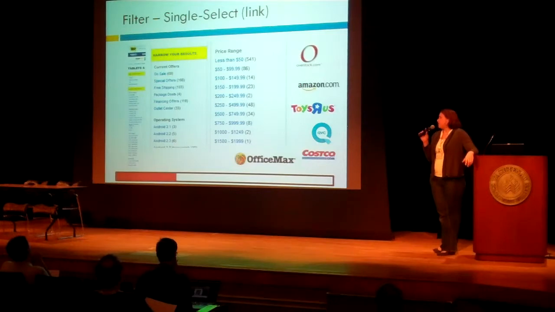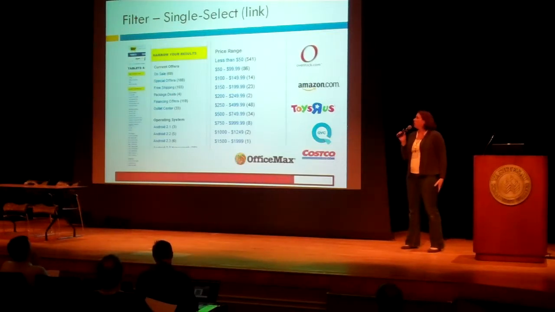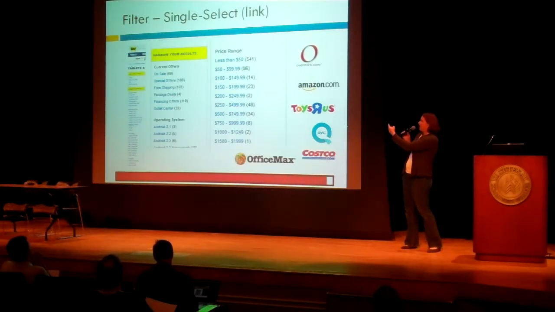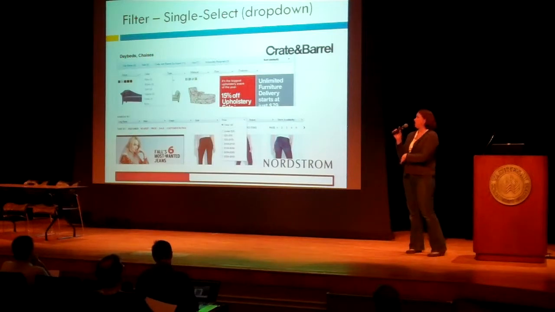Filtering, you can do by single select. Amazon, Overstock, Toys R Us, a lot of people do this. The problem is, what if I want something that costs about $100? I can't select both 50 to 99 and 100 to 149. I have to do it in series, right? Or the single select can also be achieved with this dropdown.